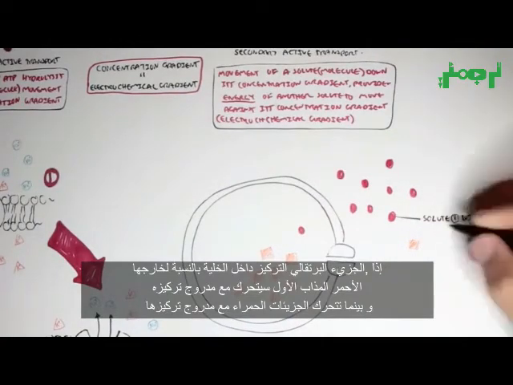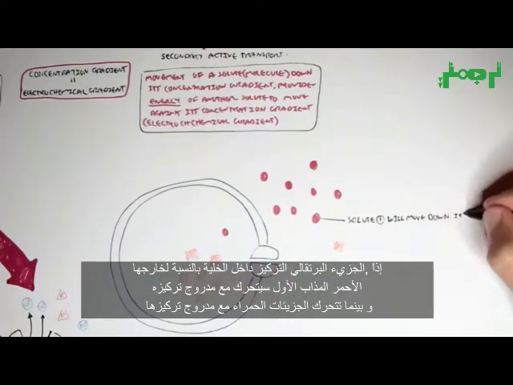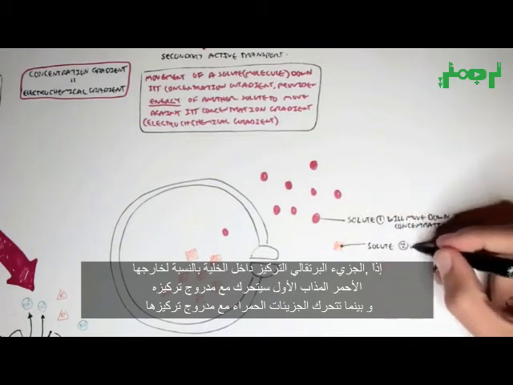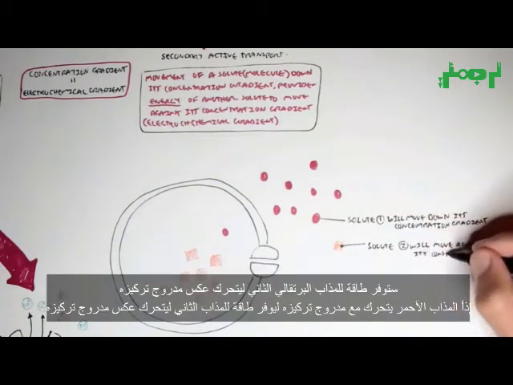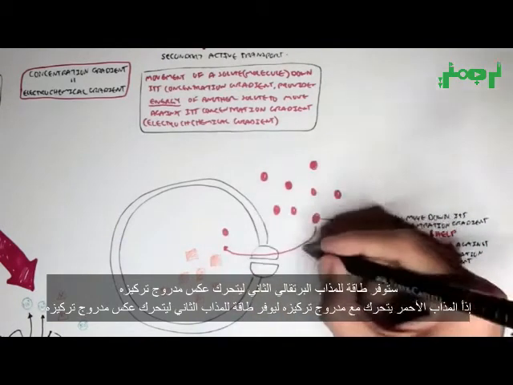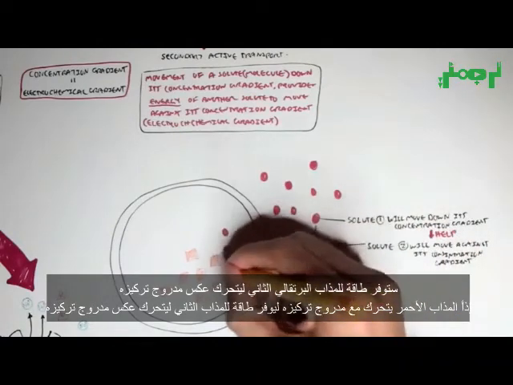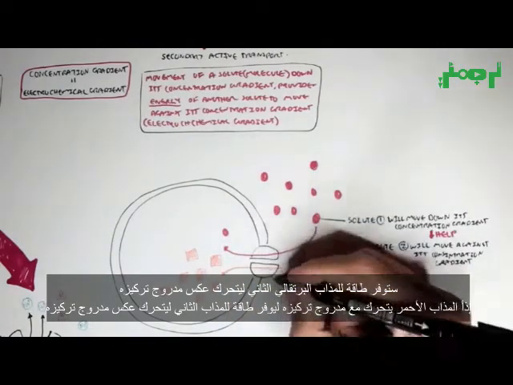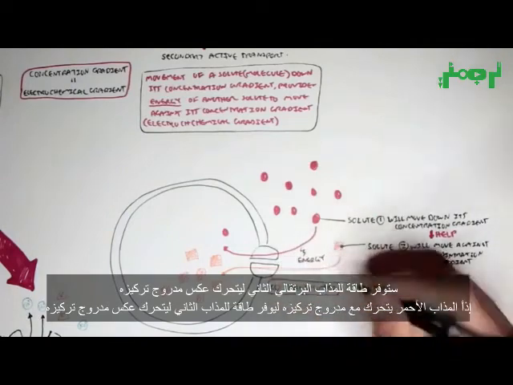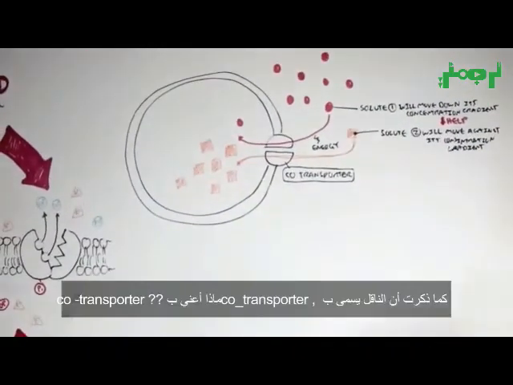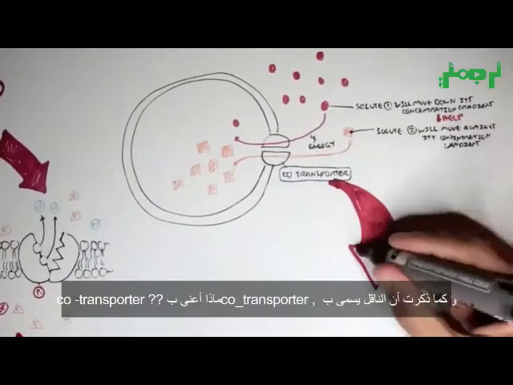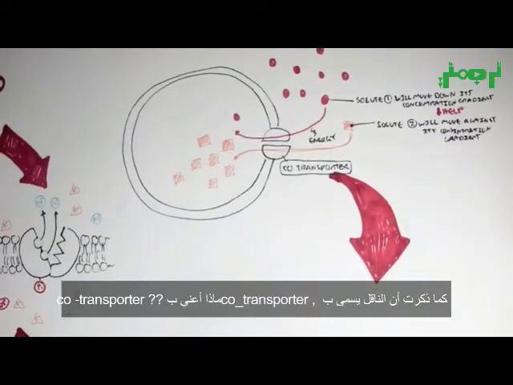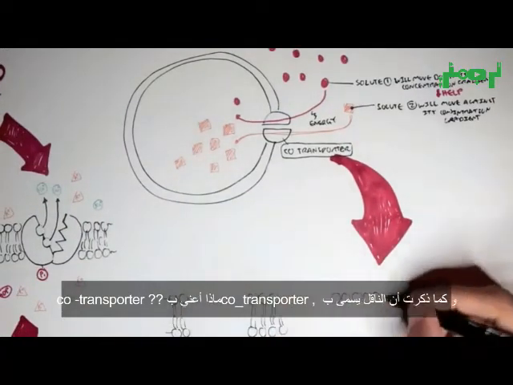So the red one is solute 1, and it will move down its concentration gradient. And as this red solute moves down its concentration gradient, it will provide energy for solute 2 to move against its concentration gradient. So this red solute will move down its concentration gradient, providing energy for the other solute to move against its concentration gradient. And as I mentioned, the protein transporter is a co-transporter. What do I mean by co-transporter?